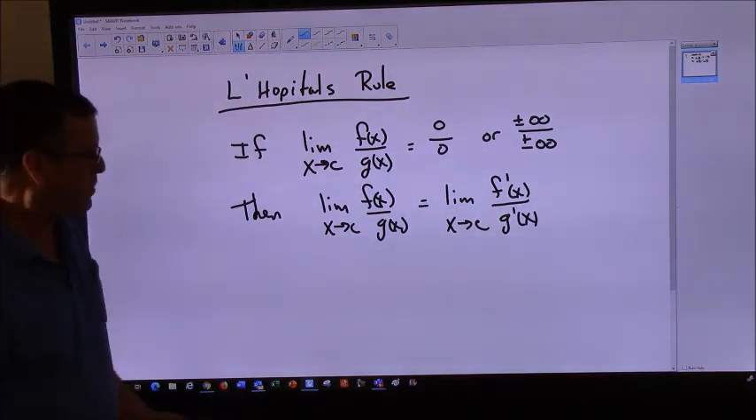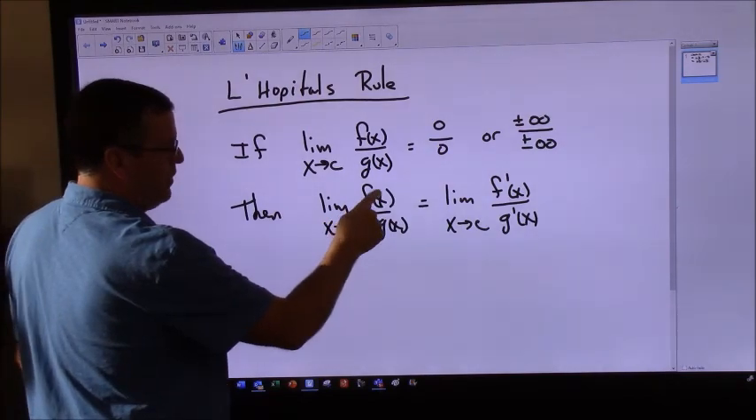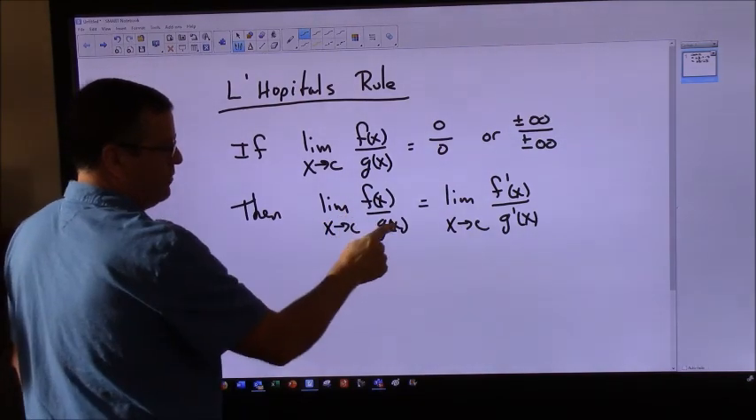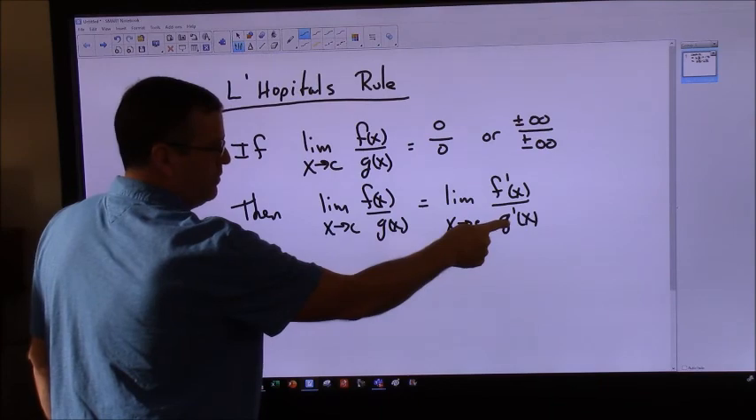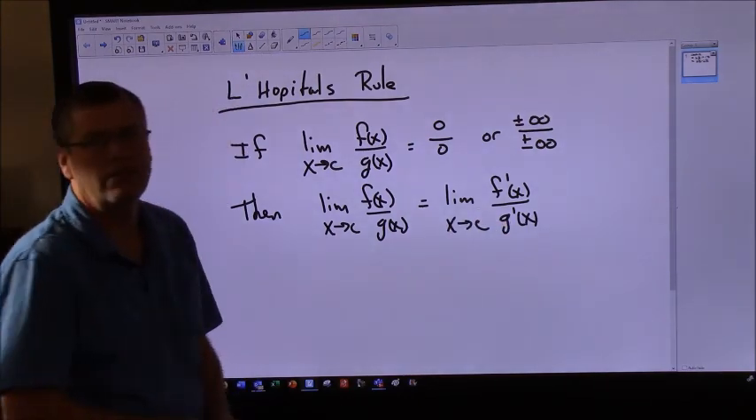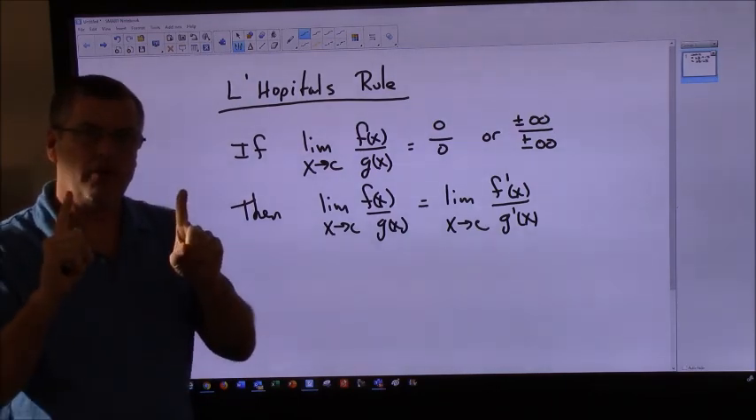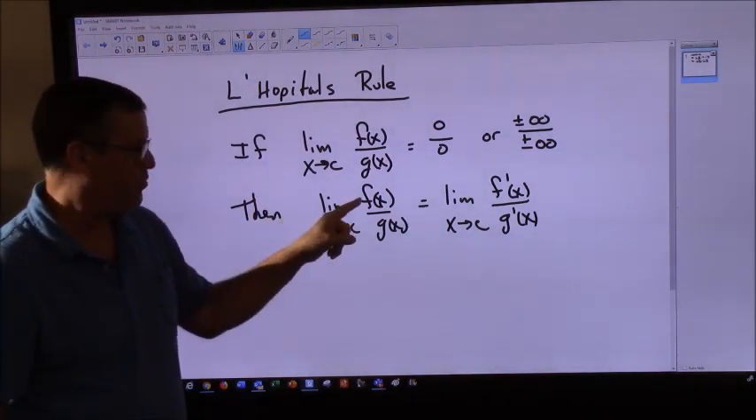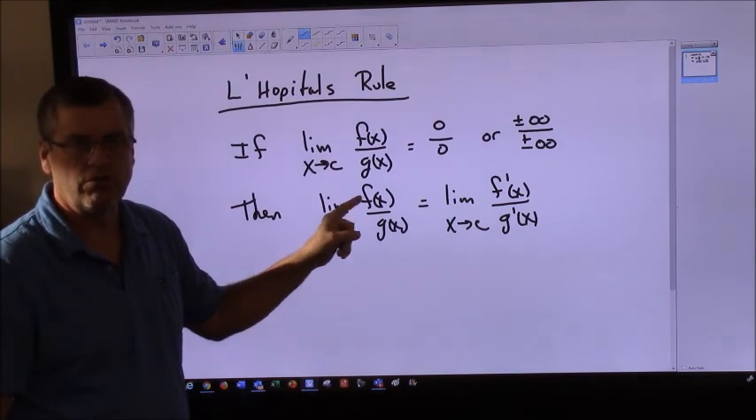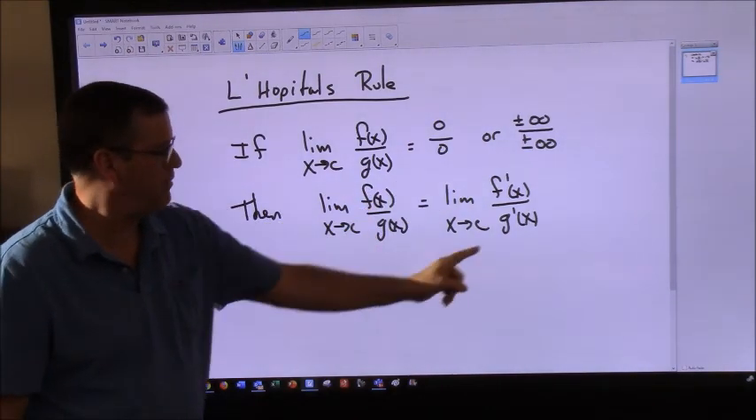And so what that means is if I just take the derivative of the numerator and the derivative of the denominator and then do the limit, it works. It gives us the same answer. Now we got to be real careful about one thing here. Okay? We're not doing a quotient rule for this. We're just doing derivative of the numerator and derivative of the denominator.